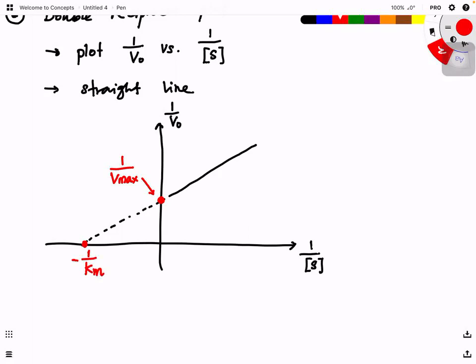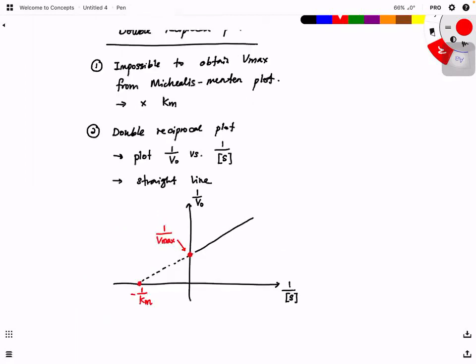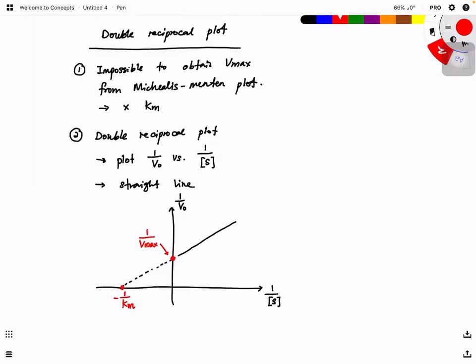Then only will we be able to get the Vmax and Km values to substitute into the Michaelis-Menten equation. Therefore, we will be able to predict the V naught value from the given substrate concentrations. Are you clear? Okay, so these are the things that we need to know for our syllabus. You can take a snapshot here.